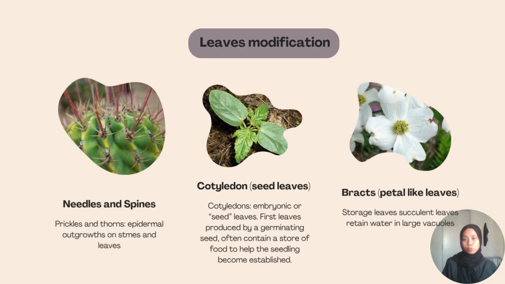Some leaves are modified to perform special functions. First, we have bract, which looks like a petal and attracts pollinators, for example, in bougainvillea. And next, cotyledons are seed leaves. They help young plants grow by storing food. Lastly, some leaves turn into needles or spines to reduce water loss or protect the plant from herbivores. You can see this in a desert plant like a cactus.